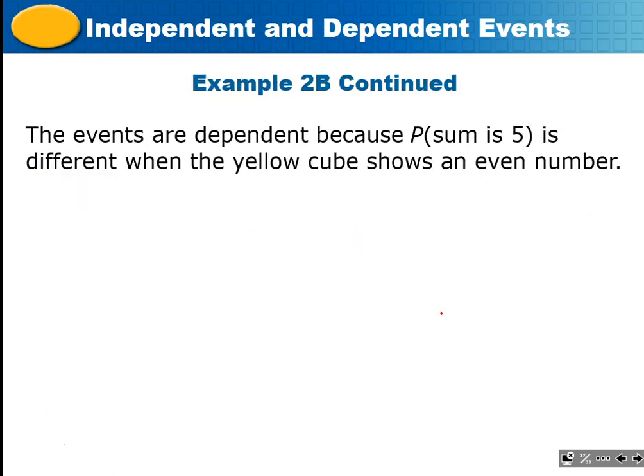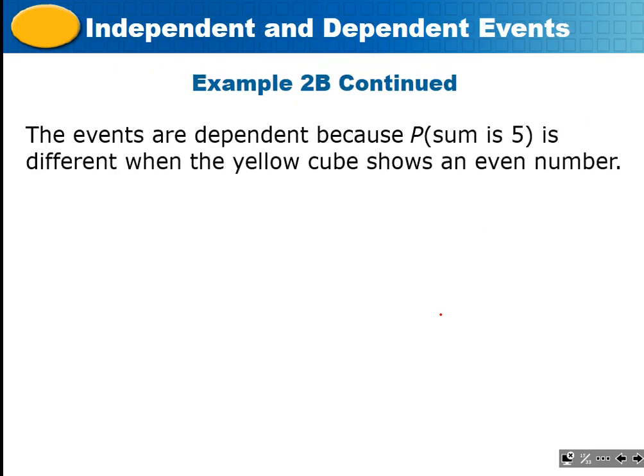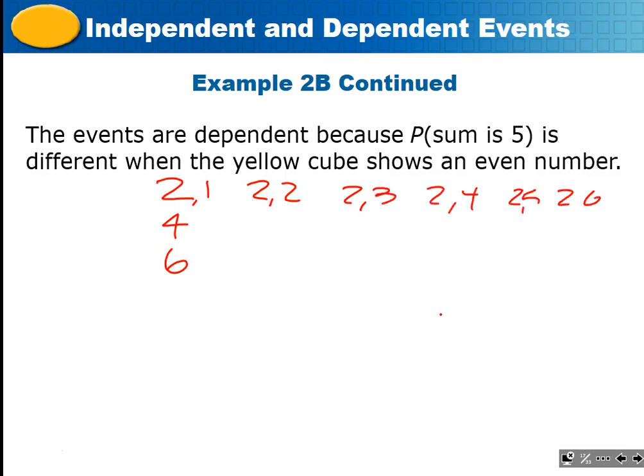So let's look at yellow cube with an even number. So what are my even numbers? So I could have 2, 4, or 6. So then I would have 2,1; 2,2; 2,3; 2,4; 2,5; or 2,6.